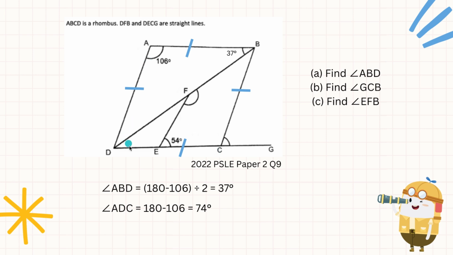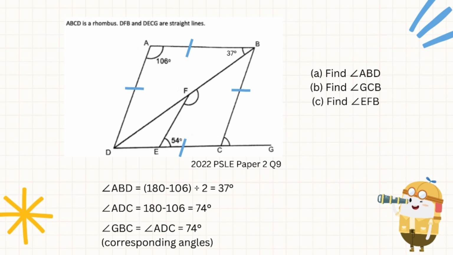We can use angle ADC first, which is 180 degrees minus 106 degrees, giving me 74 degrees. So how is this 74 degrees helpful? Because this 74 degrees is then a corresponding angle to your BCG as well. So GCB, we can take 74 degrees, exactly just like that, and we can just write a very simple corresponding angle right beside. Okay, so these are basic corresponding angles, very helpful for us to understand.